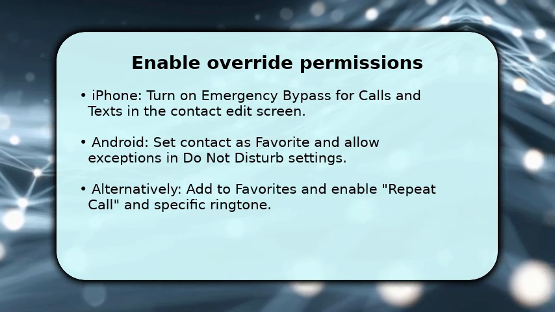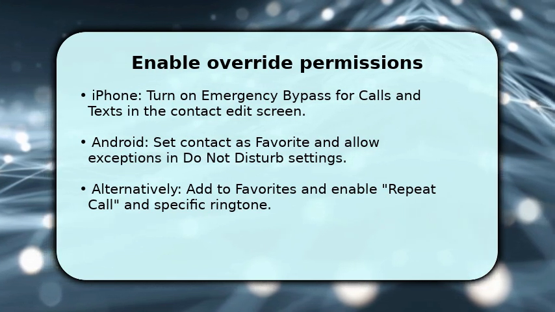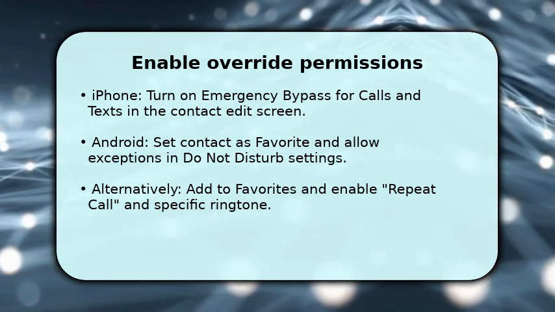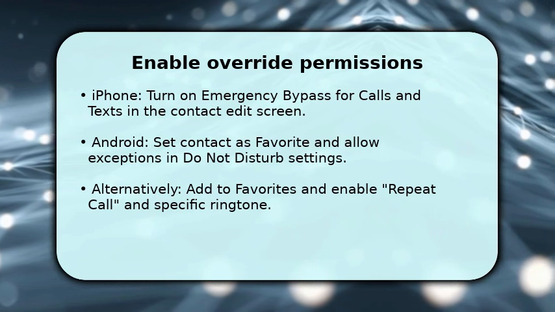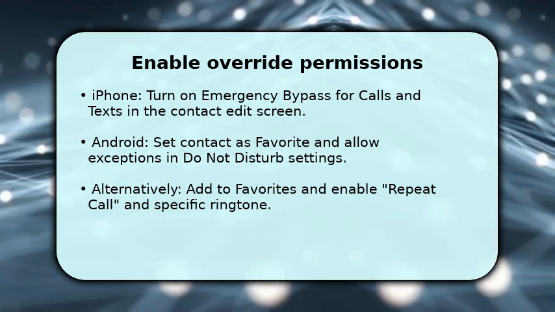On Android, mark the contact as a favorite, then open settings, sound, do not disturb, exceptions, and allow calls and messages from favorites or starred contacts. Be sure repeat call is on so a second call within 3 minutes also rings.